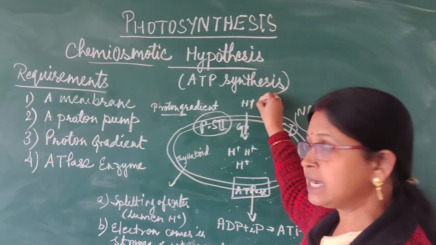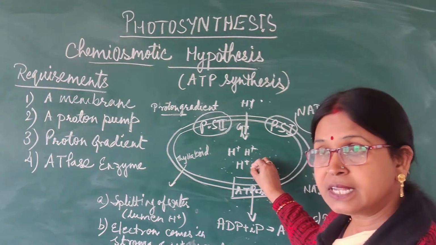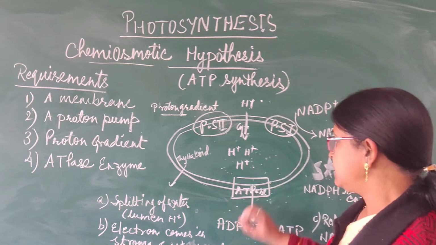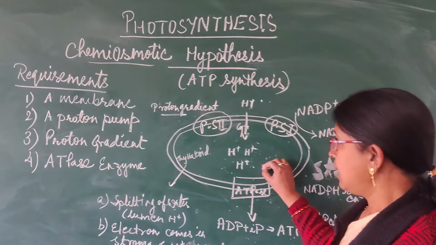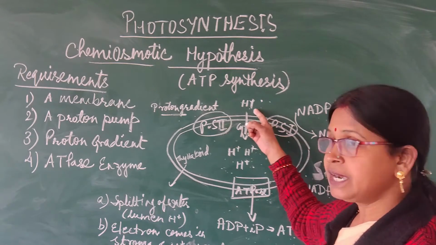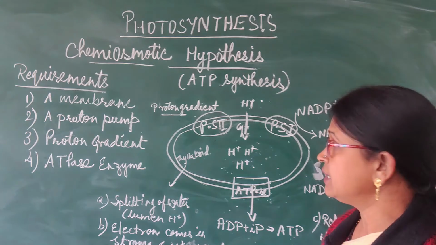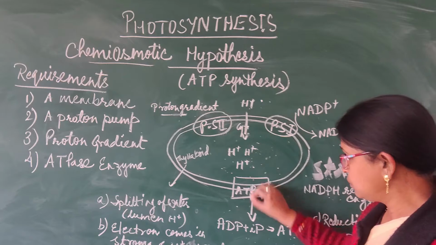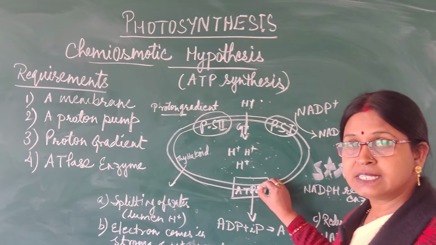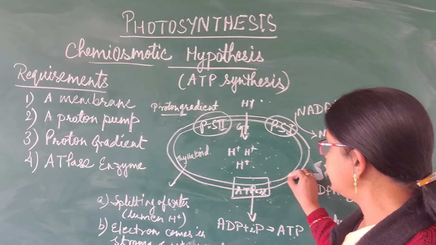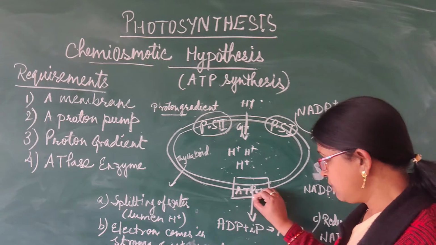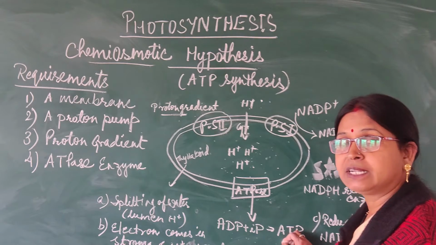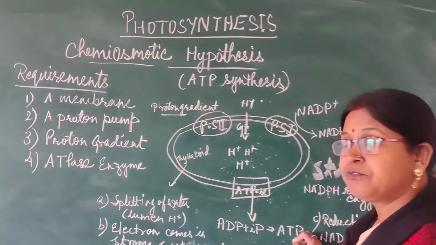Protons present on the outer side will enter inside the lumen, resulting in accumulation of hydrogen ions. Due to that, outside it is less and inside the lumen it is more concentrated, that's why a proton gradient is created. When these protons move through the channel of the ATPase enzyme, which is located in the thylakoid membrane, it will synthesize ADP plus iP into ATP, that is adenosine triphosphate.